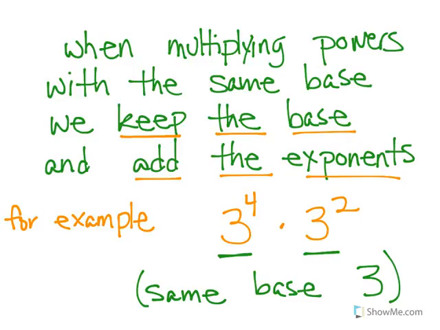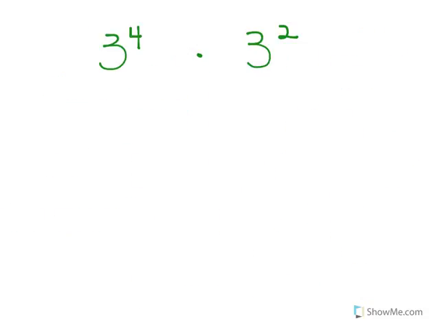So when multiplying powers with the same base, we keep the base and we add the exponents. So for example, if we're going to multiply 3 to the 4th times 3 to the 2nd, these two terms have the same base of 3. So we'll keep that base 3 and add the exponents. What does that look like?